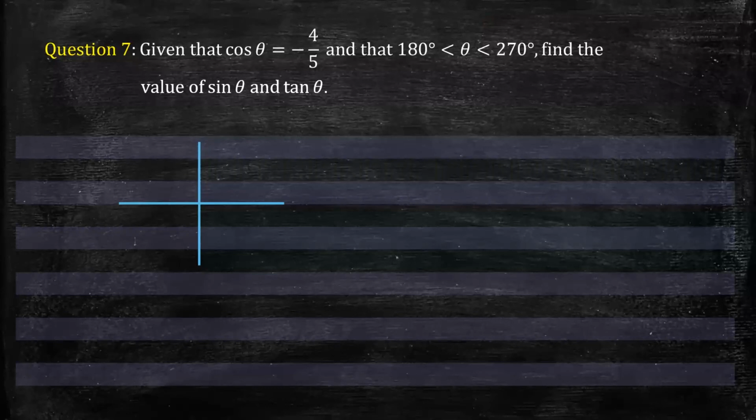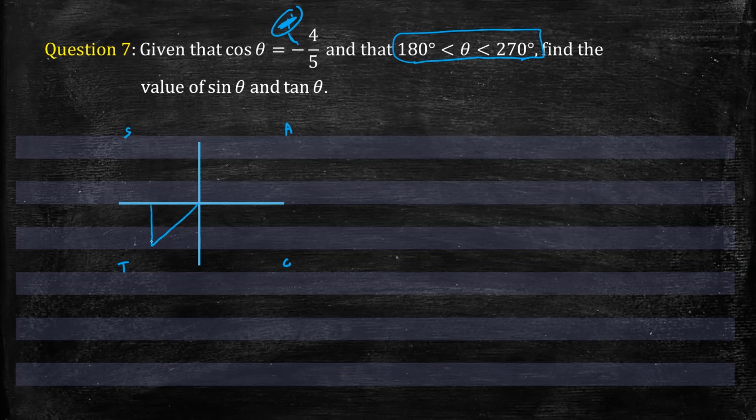Question 7, given that cos theta is negative 4/5 and that the angle is between 180 and 270, find the value of sine theta and tan theta. So I've drawn a diagram here to help us do this. So let's label up our CAST rule, C-A-S-T. This will keep track of whether our signs are positive or negative. So it says that cos is negative here, and the angle is between 180 and 270. This is the key here. So it's going to have to be down here. So this is your theta angle, and this will be alpha here.